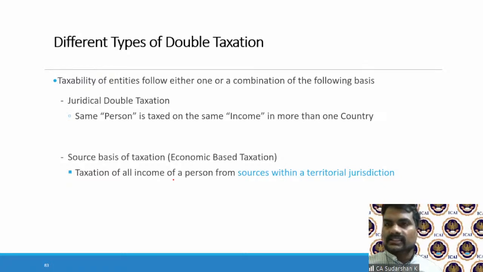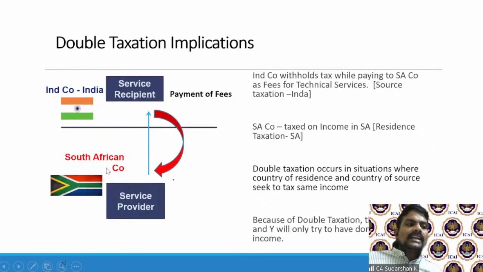Juridical double taxation is the same income getting taxed in the same person, but in two different jurisdictions. And a tax treaty largely addresses juridical double taxation. So in the previous example, tax treaties will help the South African company with juridical double taxation, because the South African company first gets taxed in the source country by India, then gets taxed by the resident home country, South Africa.